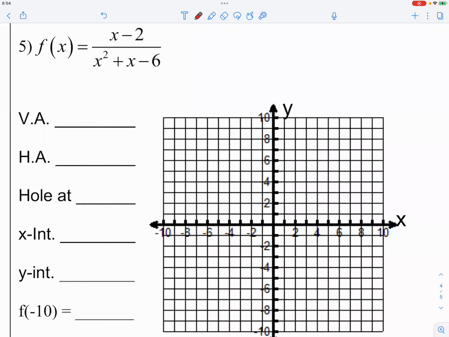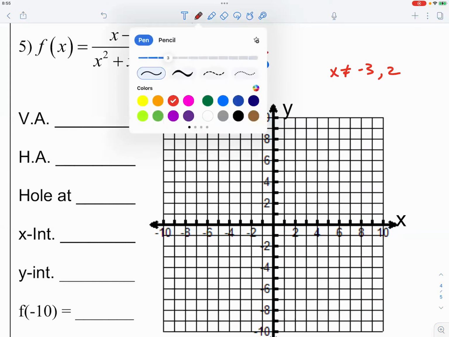So for number 5, you have x minus 2 over x plus 3, x minus 2. Okay, now again, go ahead, think about restrictions. X can't be -3 and 2. And what you can see right away is that the x minus 2 could be canceled out.